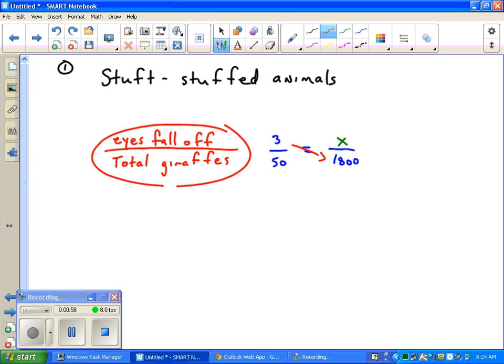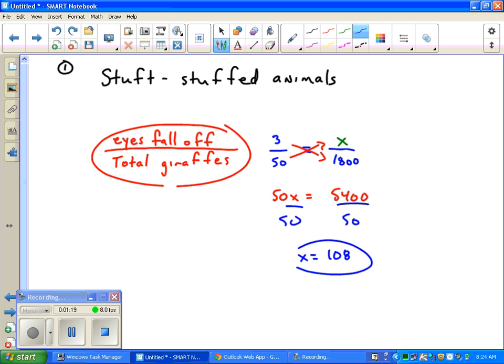3 times 1,800 is 5,400, and 50 times x is 50x. So you have 50x equals 5,400. In order to get x by itself, all you do is divide by 50. Do the same thing on both sides. And x equals 108. So if there's 1,800 of them, 108 of them will have eyes fall off.